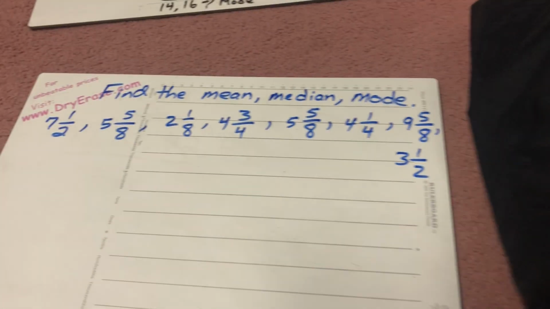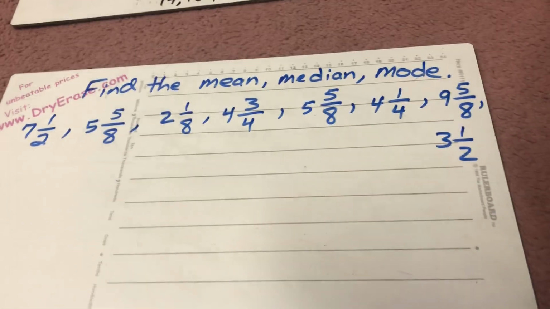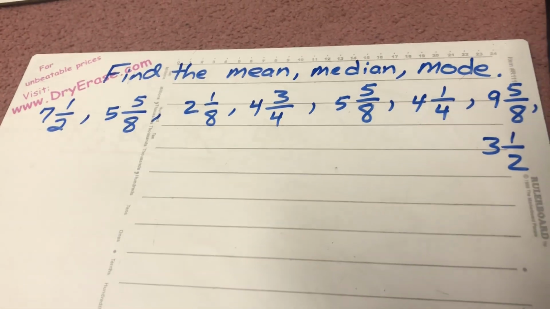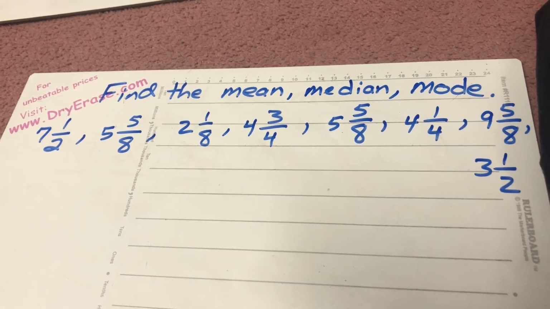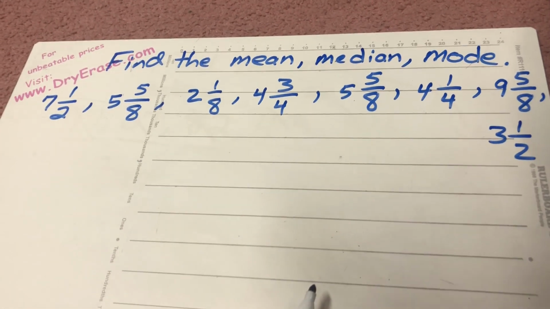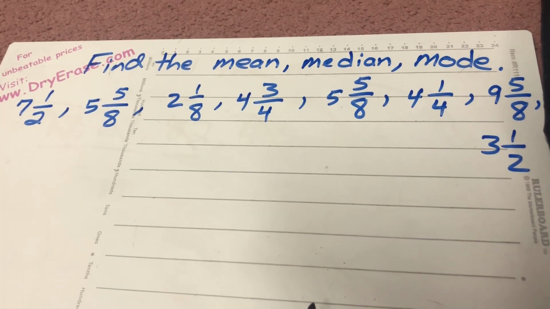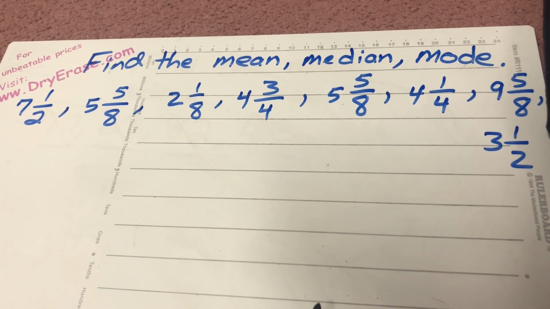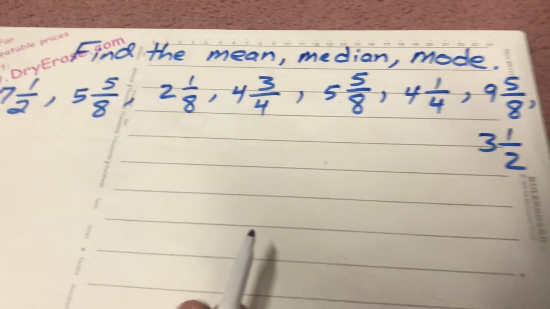All right, we're going to clear some space here. All right, so here we got mean, median, and mode. We're given a set of numbers, and we have to find all 3 of them. Mean, median, and mode. Okay? So, let's start with the most difficult first. Let's start with the mean.